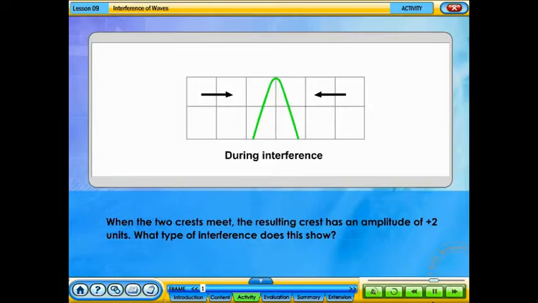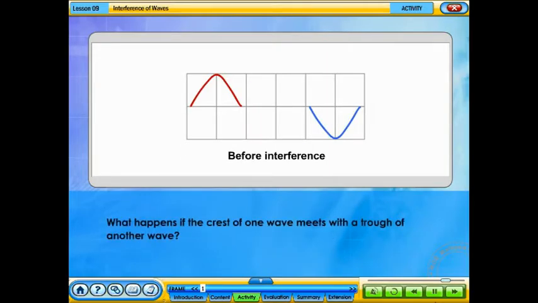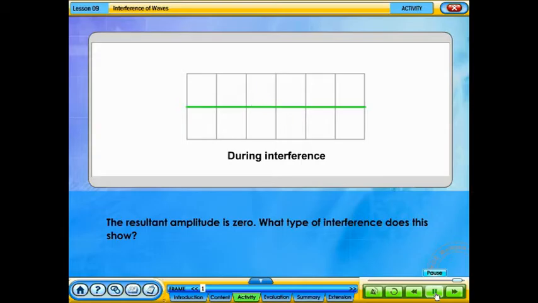When the two crests meet, the resulting crest has an amplitude of 2 units. What type of interference does this show? What happens if the crest of one wave meets with a trough of another wave? The resultant amplitude is 0. What type of interference does this show?